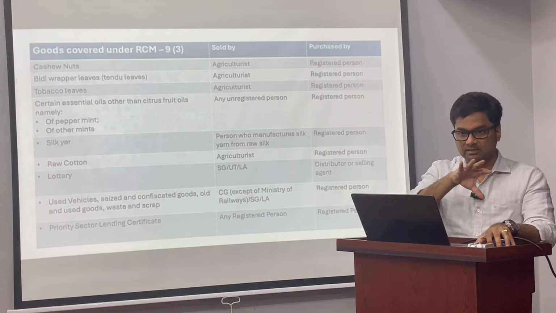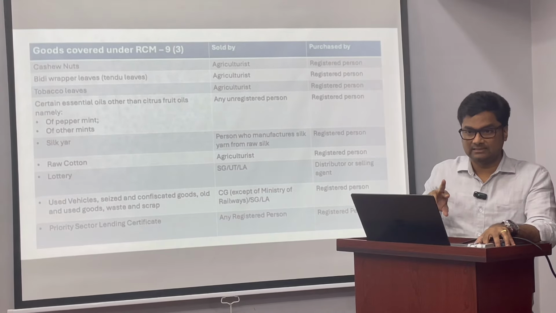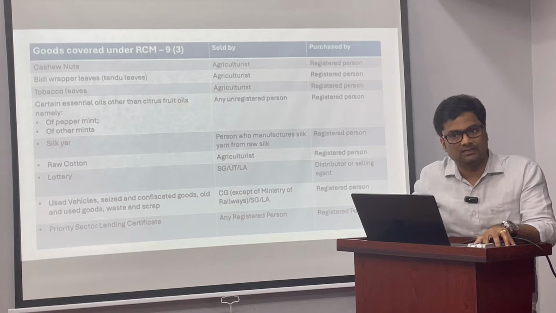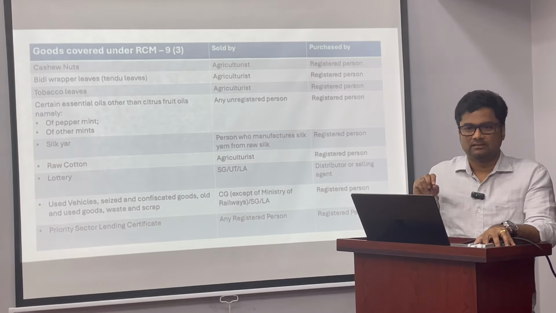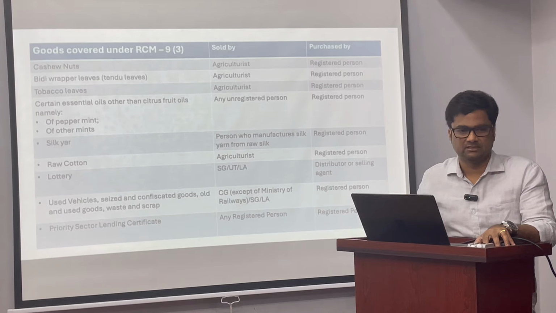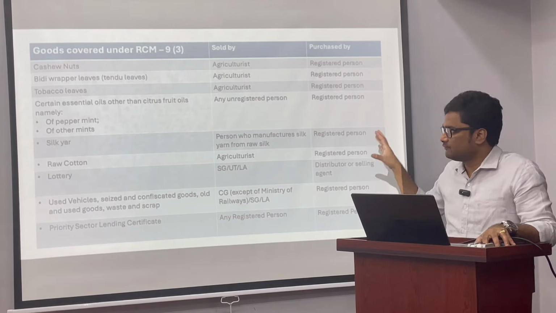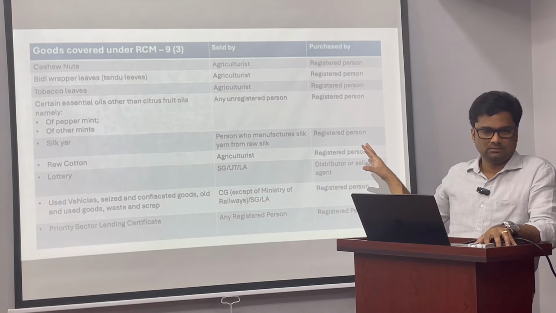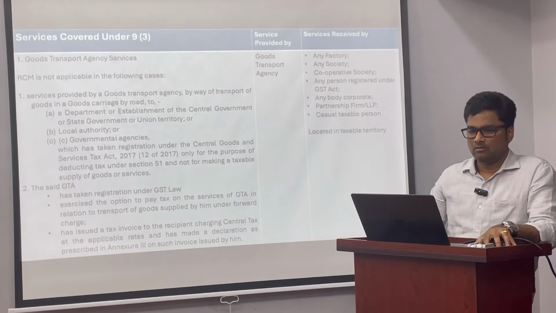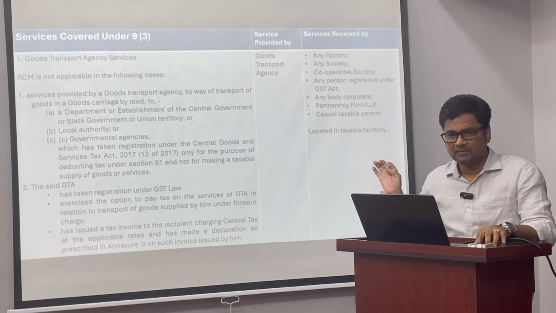Okay. So these are all the situations where goods are getting taxed in the hands of the buyer instead of in the hands of the seller under reverse charge mechanism. Clear? So this is 9(3) goods. So far we have discussed what? 9(3) goods. One more thing is left. What is that? 9(3) services.